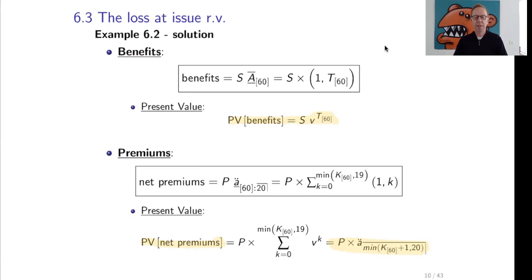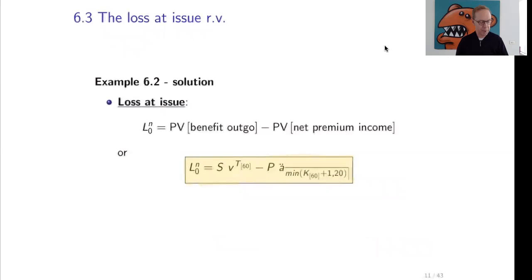So now we have for this contract an expression for the present value of the benefits and an expression for the present value of the net premiums. What is now the loss? The loss at issue is the present value of the benefit outgo minus the present value of the net premium income, or the loss at policy issue is given by this function of the remaining lifetime T60. So this is a random variable because it's a function of the remaining lifetime T60 of the insured.